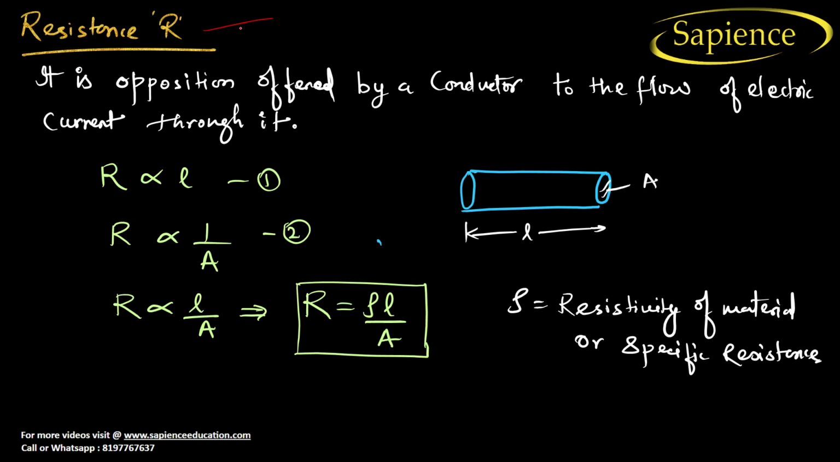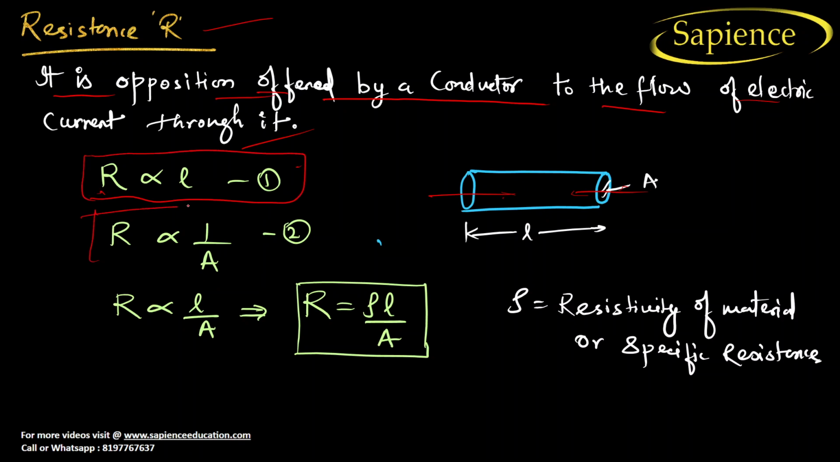Now resistance, see here. The resistance can also be defined as the opposition offered by a conductor to the flow of electric current. So whenever electric current flows, it will oppose. That is known as resistance. We have already discussed this. R is directly proportional to length. We have also discussed R is inversely proportional to area. When we combine this, we get the equation, and rho is known as the resistivity of the material or specific resistance.